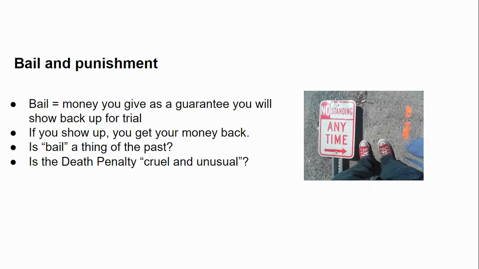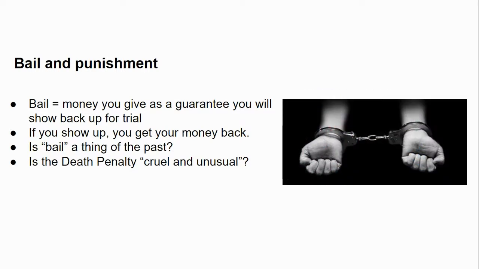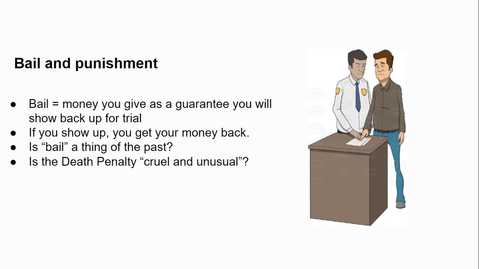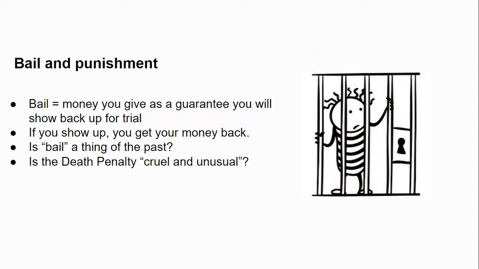You commit a crime. The police gather some evidence. They think you did it. They come to your house. They arrest you. What happens next? They take you to jail. They photograph you. They fingerprint you. And then you sit in jail until you have a bail hearing.